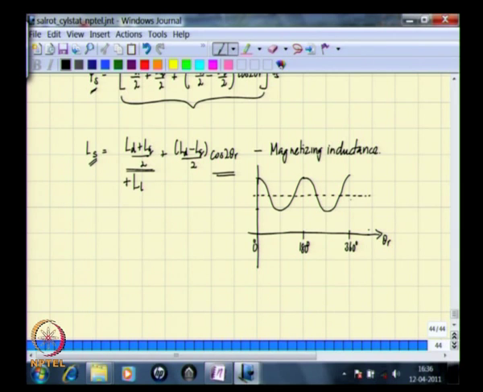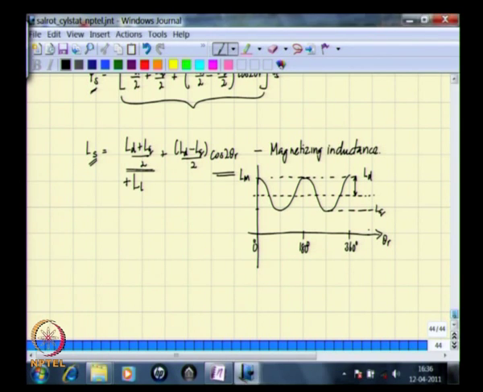If we neglect the leakage inductance, if we are plotting only the magnetizing inductance part, then this level would denote Ld, this would denote Lq. Then the mean is given by Ld plus Lq by 2, and this amplitude is given by Ld minus Lq divided by 2. So this would then be the form of the expression.